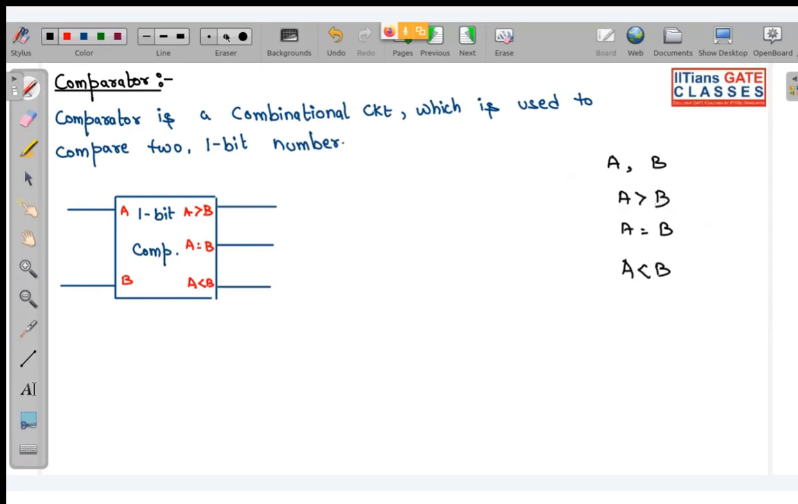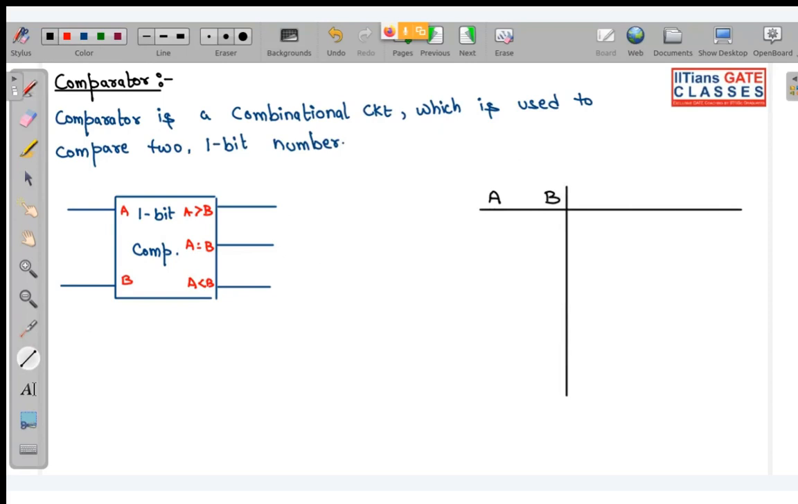So these three are the outputs that we can get. Look over here, if we have a 1-bit comparator, the possible combinations of A, B are 0 0, 0 1, 1 0, 1 1. Questions have been asked from comparator. Now the output can be A greater than B, or A equal to B, or A less than B.